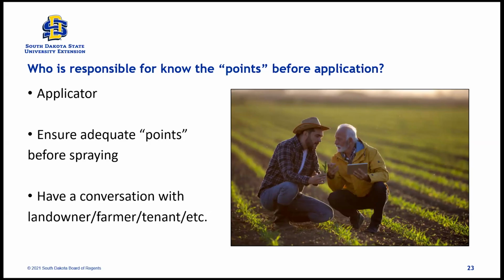The other question is who's going to be responsible for this? And it's going to be the applicator, right? You need to ensure there's adequate points before spraying. Whether you're the landowner, the farmer, the tenant, so on and so forth, just have that conversation with the applicator. Obviously, if you're all in this training, it'll be you. But you just need to make sure enough points are had, and you need to have the conversations with the right people to ensure you have it, because whoever's driving that spray rig and there's not enough points or you're missing something, that's on yourself.